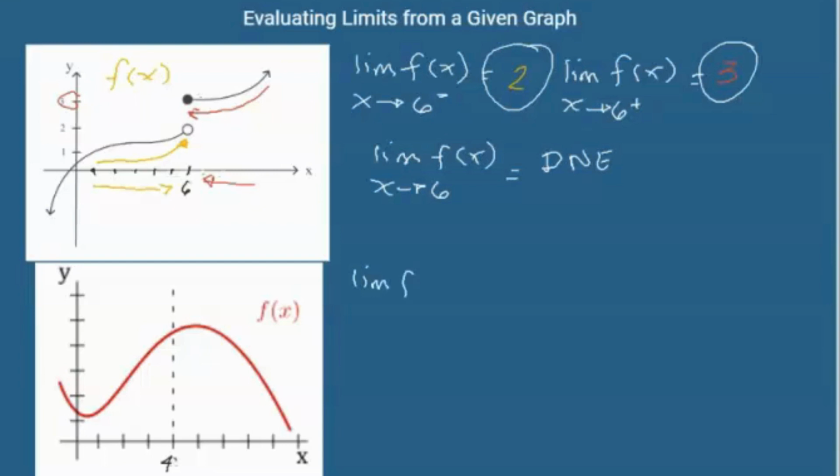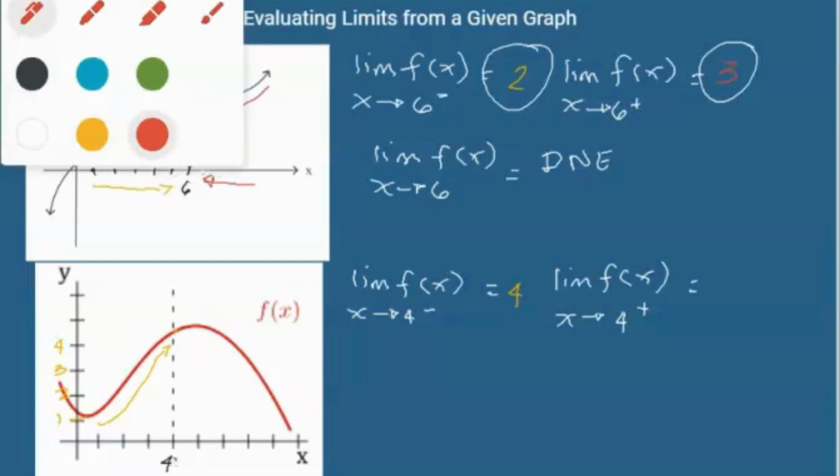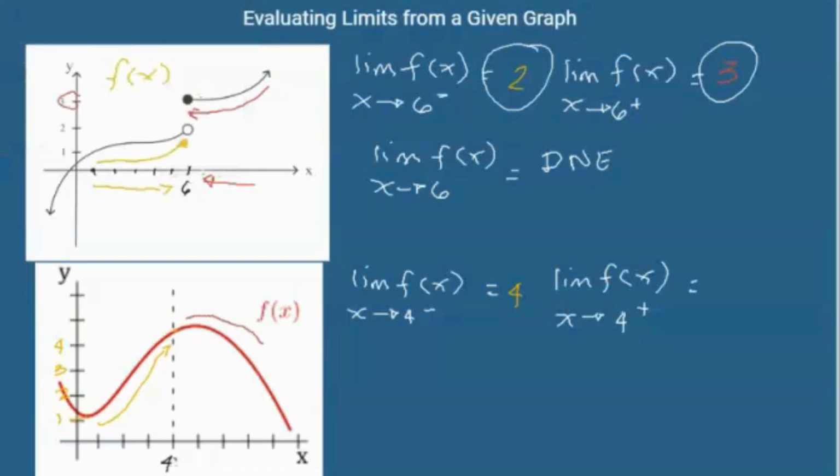Find the limit of this function as x approaches 4 from the left. So let's follow the graph as it approaches 4 from the left. So this point of y will be 1, 2, 3, 4. So that's 4. And now let's do the right-hand side. The limit of the function as x approaches 4 from the right side. So let's do that. From the right side is here.